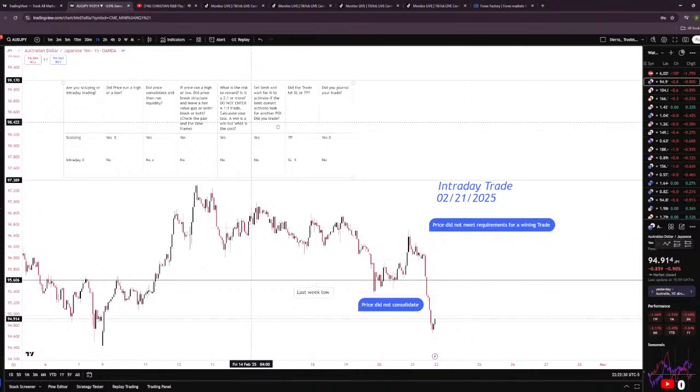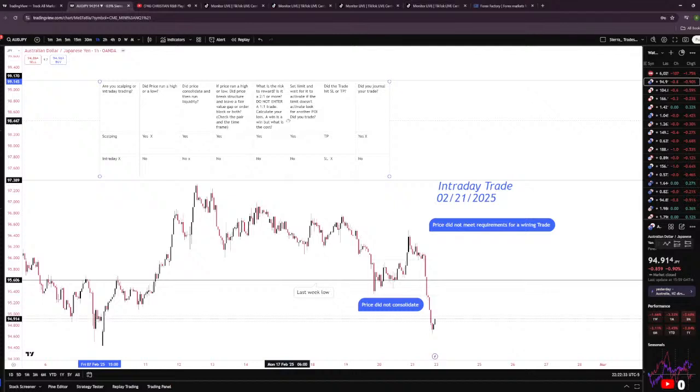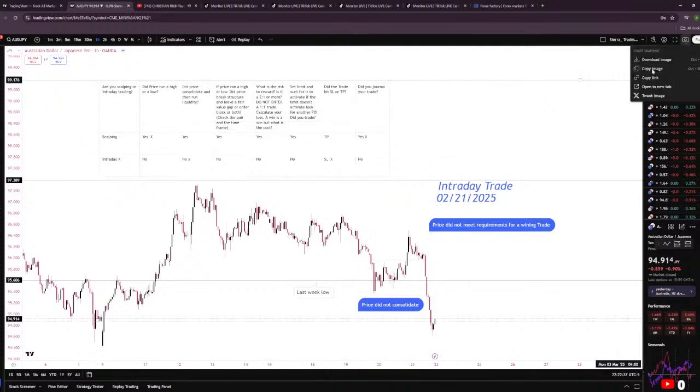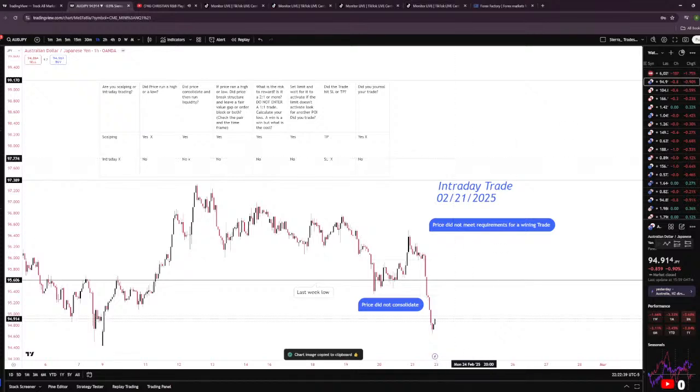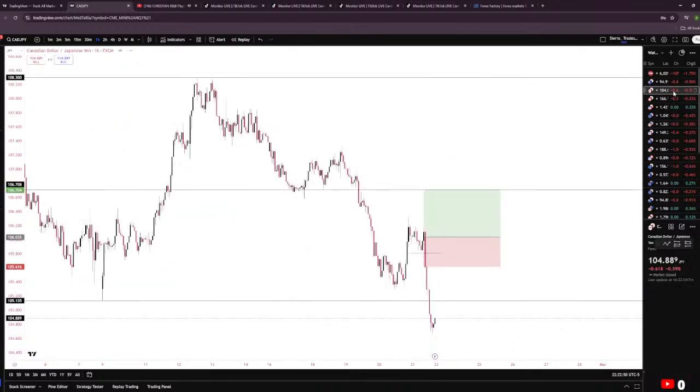All right, so this is what we have on this one. And we're going to do our screenshot and add it to our journal. Now that is all I took this week, was 3 trades, because the price was a little finicky. But I do want to go over the other charts.